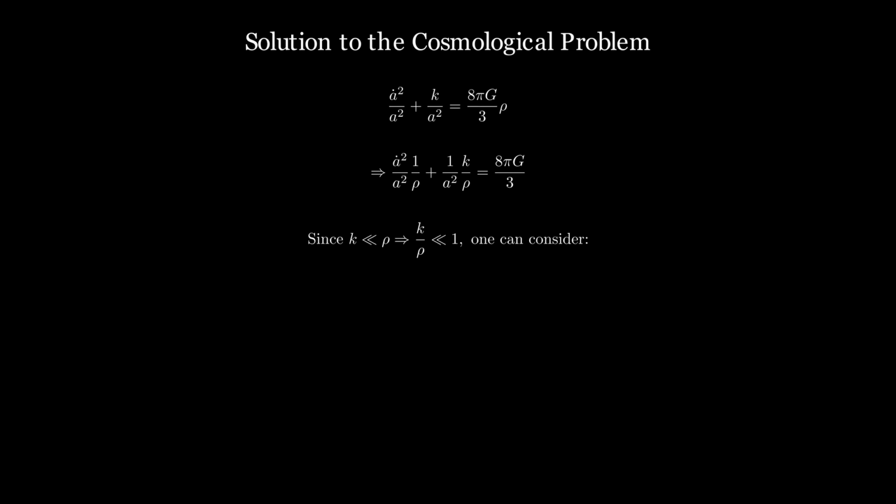One can consider that the square of the Hubble parameter divided by the energy density, ρ, equals 8πG over 3. This simplification is key to understanding how the equation behaves under the assumption that the curvature term, k over the scale factor squared, is very small compared to the energy density, ρ. By making this approximation, we can focus on the primary components that drive the dynamics of the universe's expansion. Let's continue with the next part of our solution.